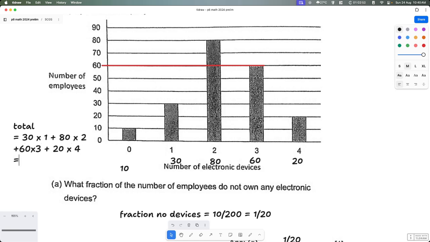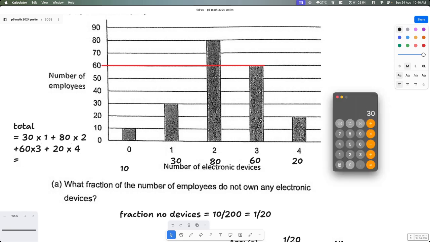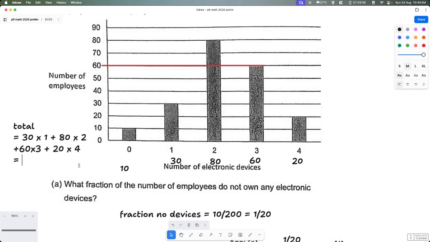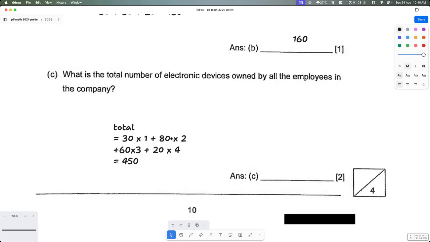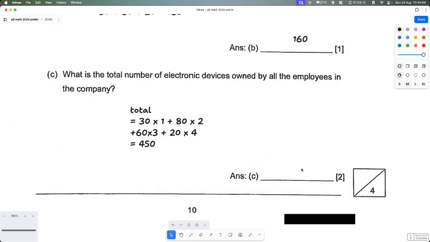Okay, so let's use the calculator. 30 times 1, plus 80 times 2, plus 60 times 3 plus 20 times 4. This will give us 450. There you go. So that's the answer for the total over here. Okay, let's move on to the next question.